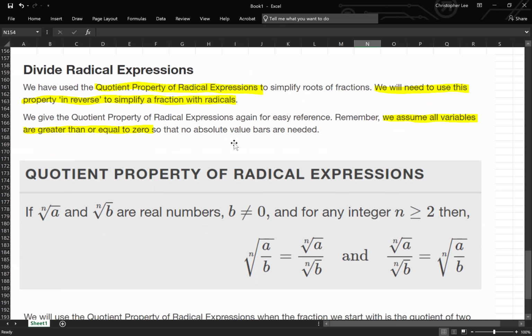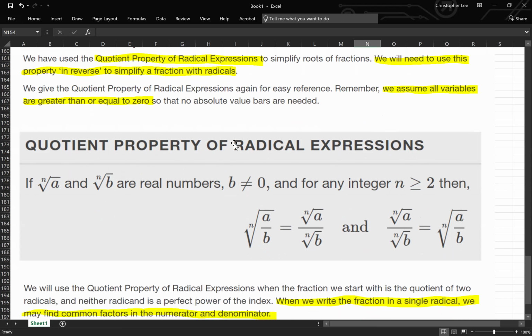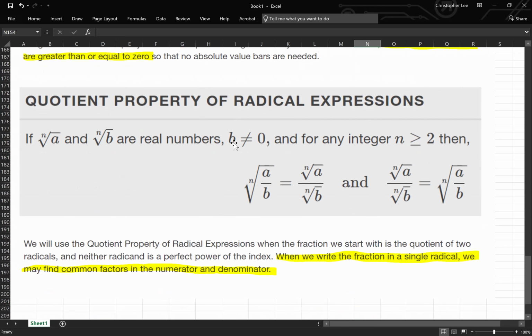If the nth root of A and the nth root of B are real numbers, where B cannot equal zero, and for any integer n greater than or equal to 2, then the nth root of A over B is equal to the nth root of A over the nth root of B, and the nth root of A over the nth root of B is equal to the nth root of A over B, vice versa. All right? Questions on that? Makes sense? If you're wondering, yes, it is on your formula sheet, so you don't have to memorize it.